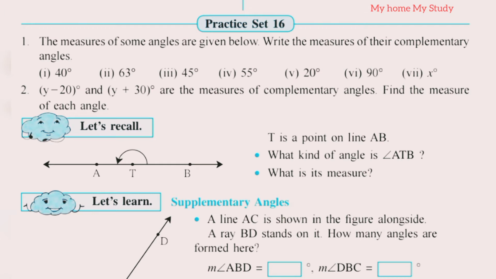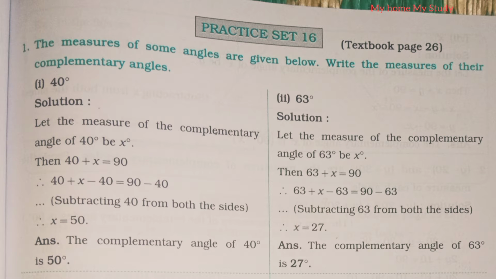Next is practice set number 16. First question, the measure of some angles are given below. Write the measures of their complementary angles. First one 40 degree, second 63 degree, third 45 degree, fourth 55 degree, fifth 20 degree, sixth 90 degree, and seventh one is x degree, and so on.